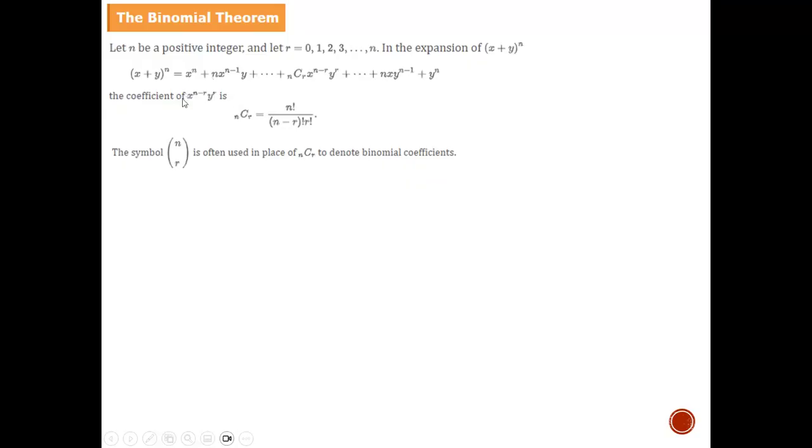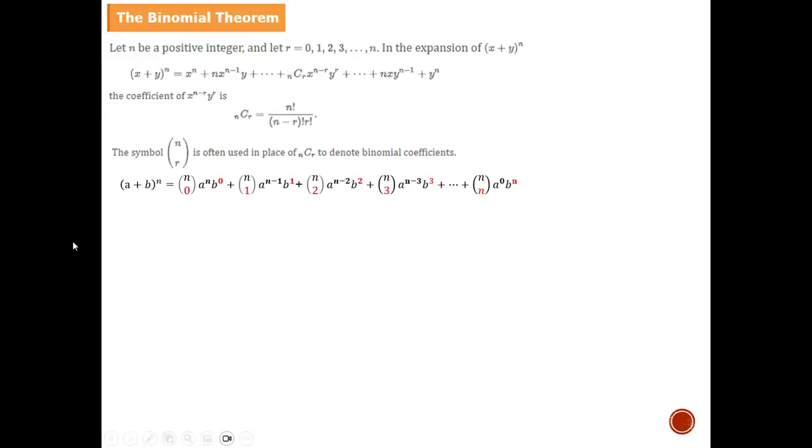Now, how do we get these coefficients? These coefficients, the numbers in front, come from this formula, nCr. We have n factorial, and I know we've talked about factorials before, divided by n minus r factorial, so we subtract the n and the r, times the r factorial. So that's our formula for the coefficients. You might also see parentheses with n stacked on top of r, and that is the same as nCr. That's how we get our binomial coefficients.